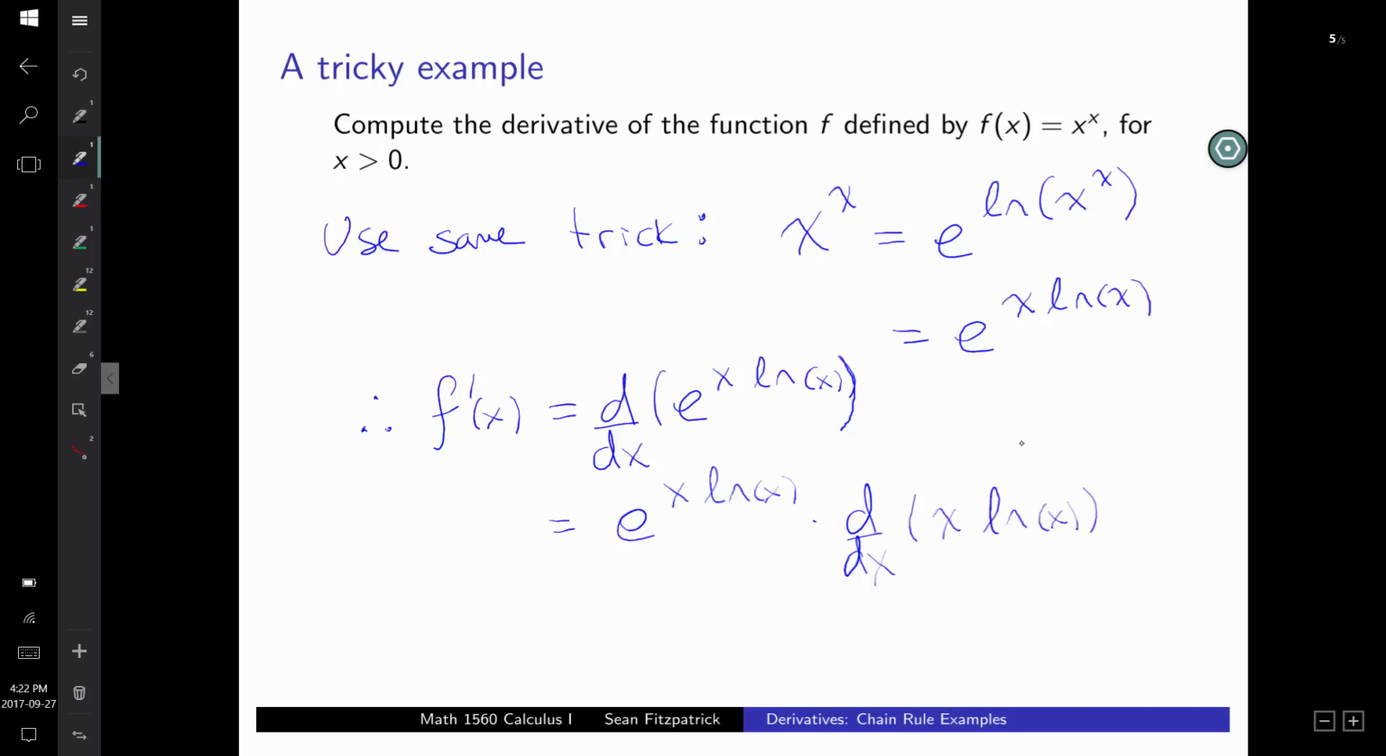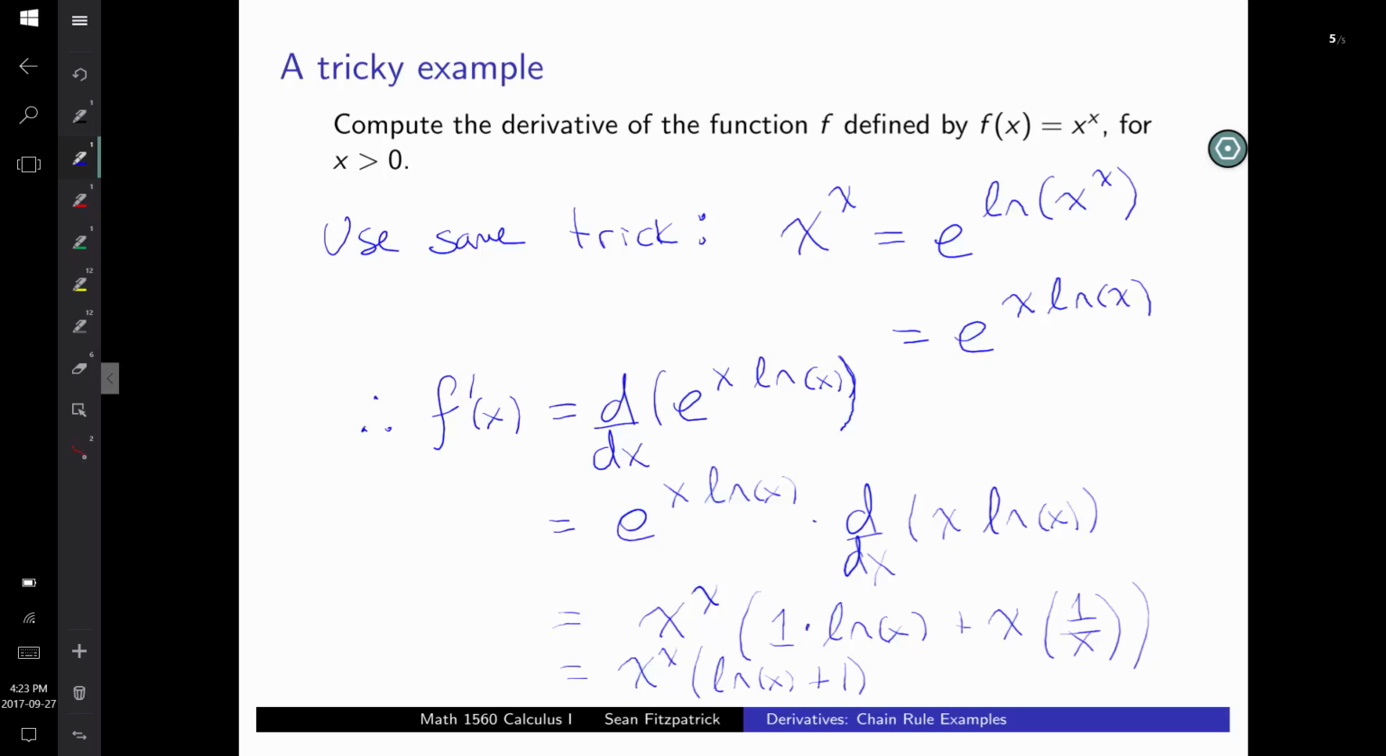So now instead of a power there, I only have a product, right? Logs are nice, they turn powers into products. Now this first part here, that's still my x to the x, and what do I get for this derivative? I get 1 times the natural log of x when I take the derivative of x, plus x times 1 over x, right? And of course I could simplify that if I want to. I get x to the x times the log of x plus 1 for my derivative.